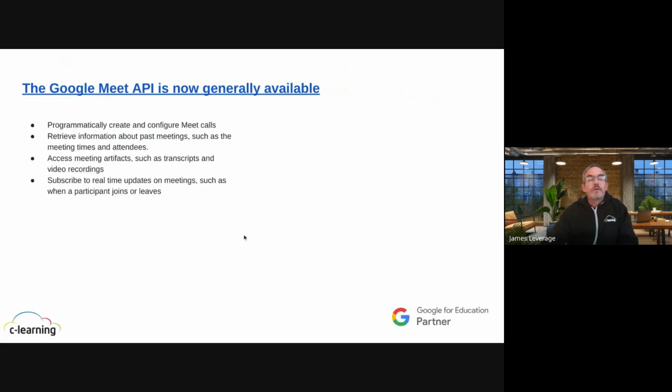This next one is to do again with the Google Meet API. It's now generally available. If you use the Google APIs, this will allow you to basically control the Google Meets within your domain. It'll also give you as an admin access to all of the Meet recordings and things like that. And you can update meetings and basically programmatically create the meets as well.